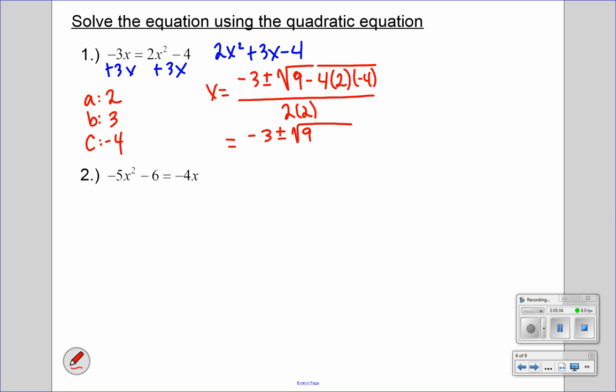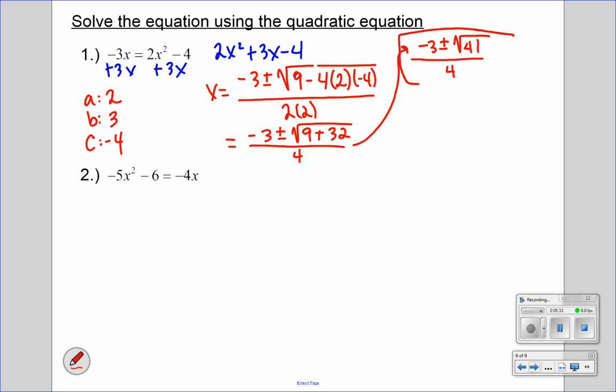So what I do is I do negative 4 times 2 times negative 4. And we get a positive 32. Be really careful that we get a positive there, all over 4. Okay, so now we have negative 3 plus or minus the square root of 32 plus 9, which is a 41, all over 4. There's nothing to simplify for that one, so we can just leave it.